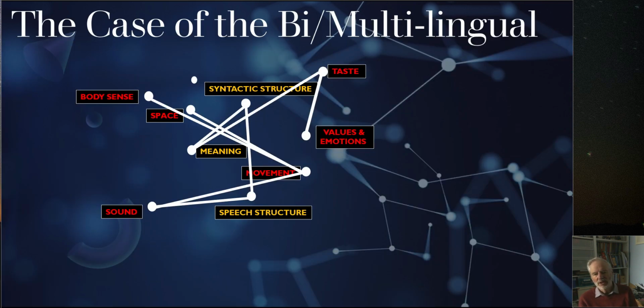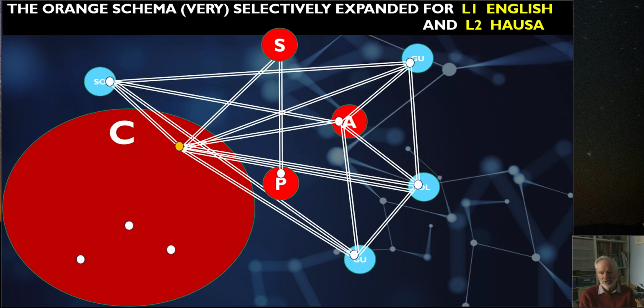Right. Now let's look at the case of the multilingual, and I'm going to show you how this works, including what I just told you about the boosting effect of values. So here's an orange schema. I've had to considerably inflate the conceptual system in order to get the things in it that I want to talk about. And I've chosen a bilingual who has L1 English and L2 Hausa.